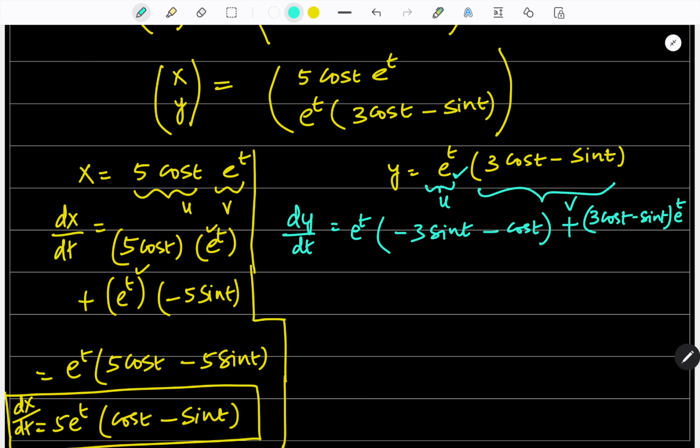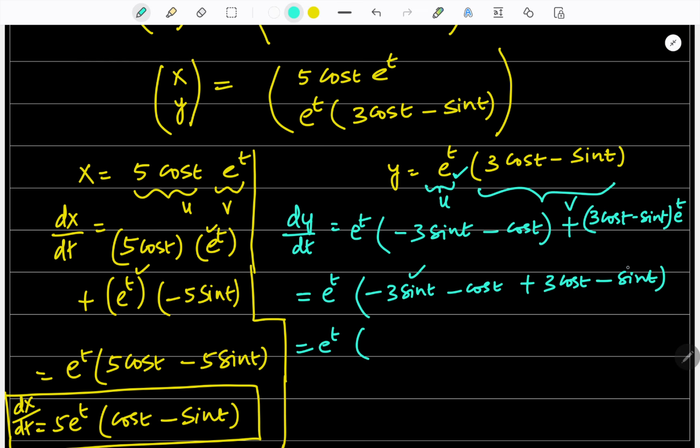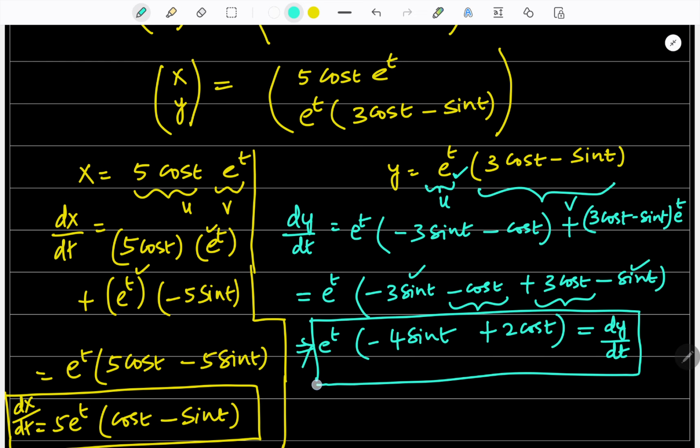Now I'm going to take e power t as common. Minus 3 sine t, minus cosine t. Here also e power t is common, so I'll get 3 cosine t minus sine t. Overall, e power t times, here is minus 3 sine t, here is minus sine t, so it becomes minus 4 sine t. Here is minus cosine t, here is 3 cosine t, which becomes 2 cosine t. So this is my dy by dt. Let me have a box and keep it ready.